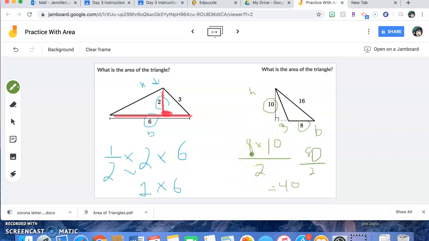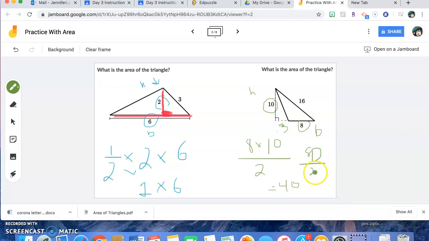So here I did 8 times 10 divided by 2. So 8 times 10 is 80. Divided by 2 should be 40 units squared. I could have also taken half of 10 to get 5 and did 5 times 8 is 40. Or I could have taken half of 8, which is 4. 4 times 10 is 40.